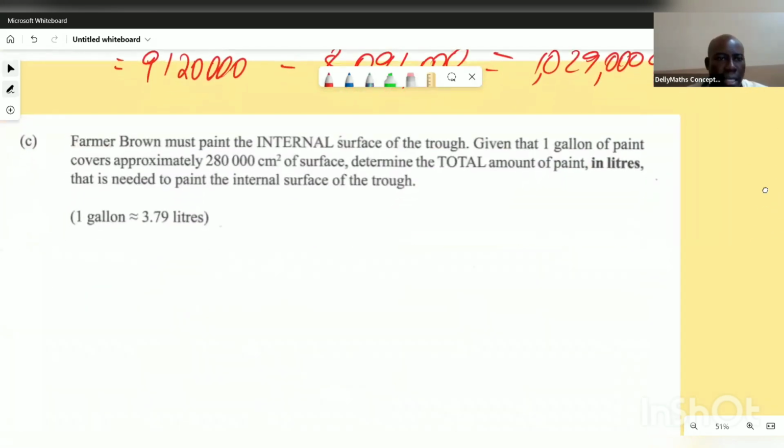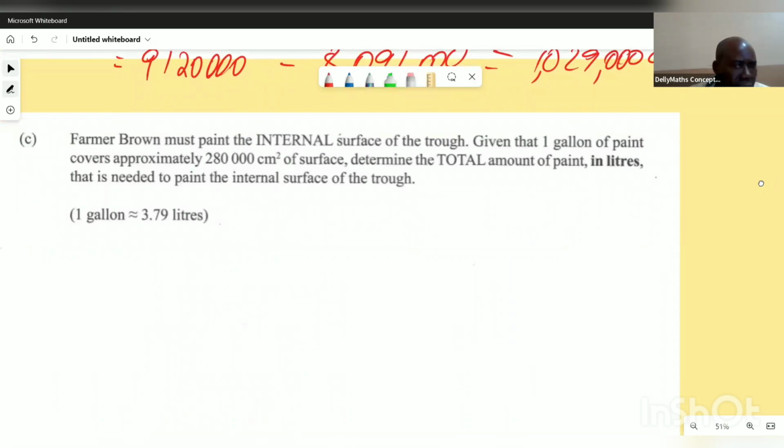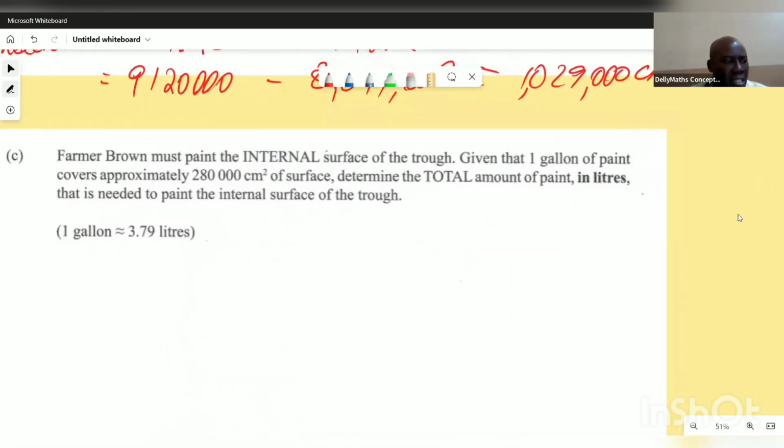All right, let's go to question 3. Let me see what it says. Question C says, Farmer Brown must paint the internal surface. So he's going to paint on the inside now of the trough.